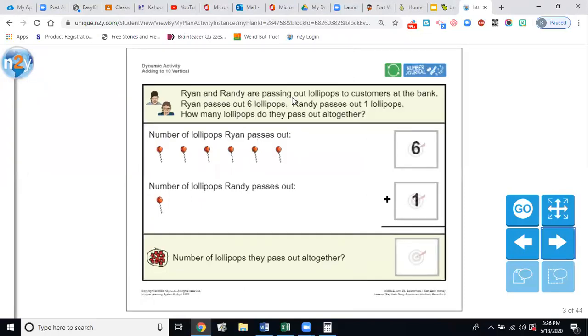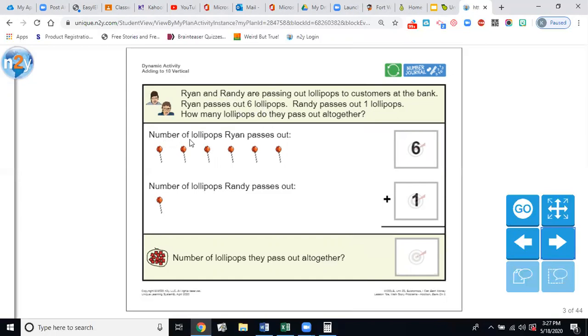Ryan and Randy are passing out lollipops to customers at the bank. Ryan passes out 6 lollipops. Randy passes out 1 lollipop. It actually says lollipops, but Randy passes out 1 lollipops doesn't sound right, so we really don't need that S. Okay, so let's pretend it says Randy passes out 1 lollipop. How many lollipops do they pass out all together? Okay, it's still Randy and Ryan, but this time I guess it's a different day. They pass out a different number of lollipops.